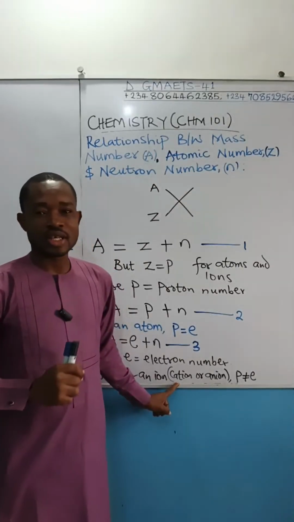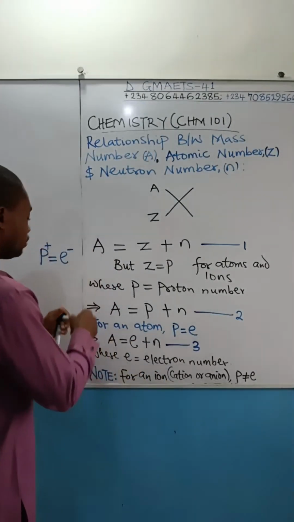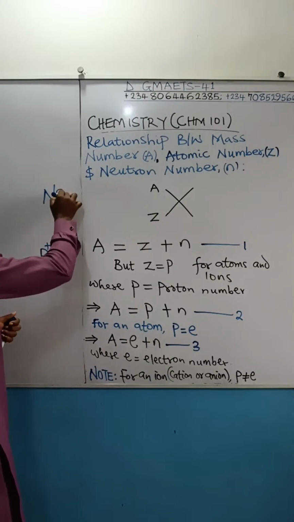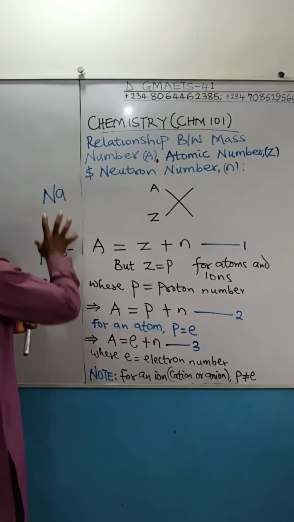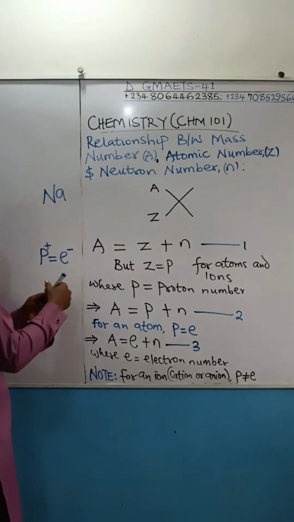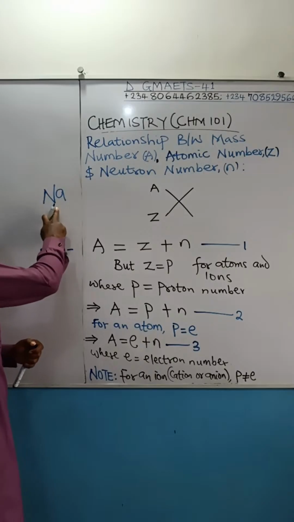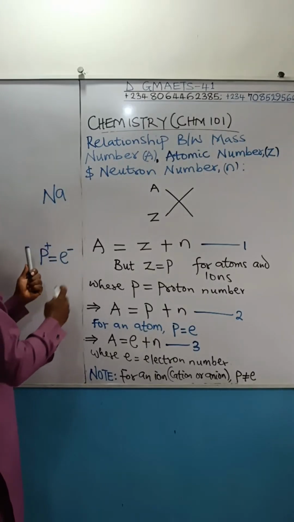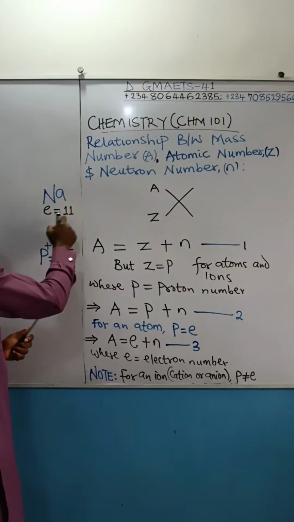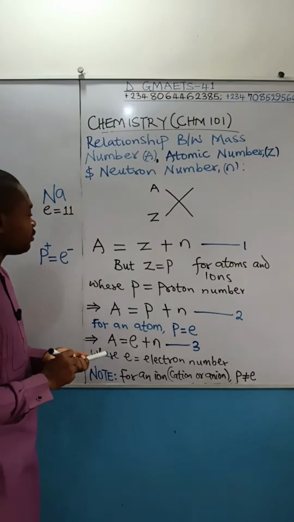I'm going to give you an example. Sodium, for example. You see sodium? If I write sodium like this, this is an atom. This is atomic sodium. The number of electrons is equal to 11. There are 11 electrons there because sodium is atomic number 11.